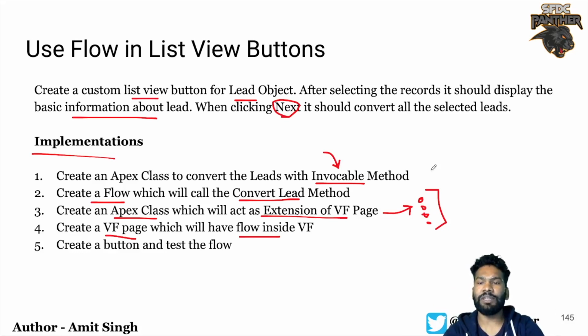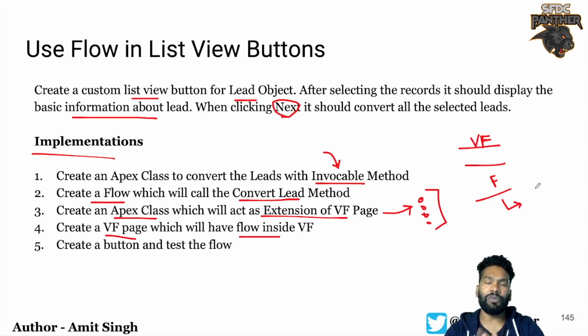So basically there will be layers. The first layer is going to be our VF page. The second layer, inside the VF page, is going to be our flow, and that flow is basically going to call our invocable method. That's what it is going to be. We will see one by one. First we will create a class, then we will create the flow, then we will create another class, then we will create a Visualforce page, we will create the button, and we will test it.